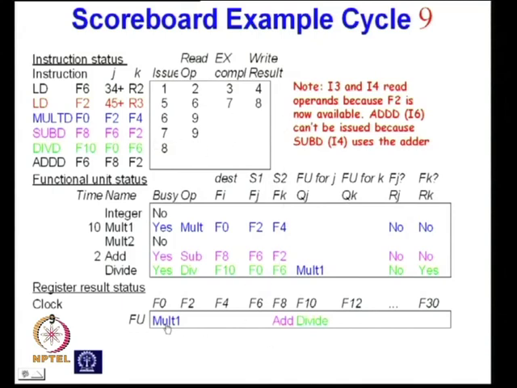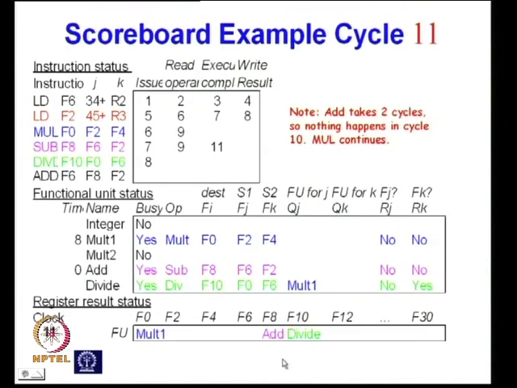And here accordingly you can see the multiplication and division are in progress, and add is not yet released. So, these three are in execution now, and accordingly where the results will be written is mentioned. Multiplier will write into F0, adder will write into F8, and divide will write into F10. So, we shall go to now cycle 11.